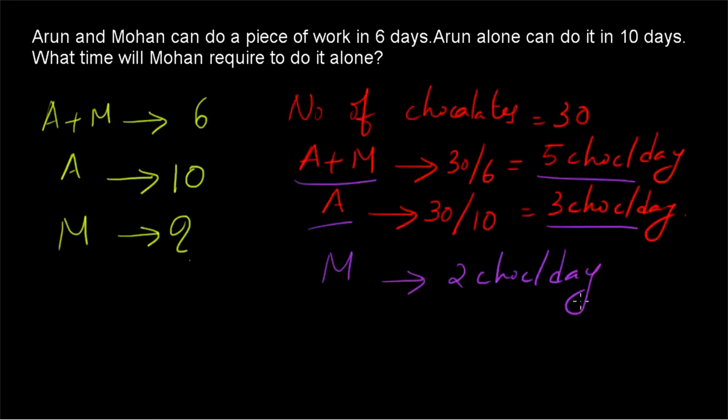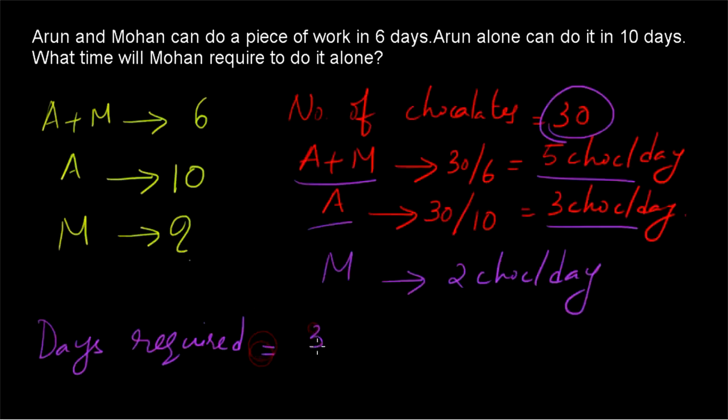So he is having 2 chocolates per day and the number of chocolates is equal to 30. So the number of days required for Mohan to finish the work will be given as 30 divided by 2. Total number of chocolates is 30 and Mohan is having 2 chocolates per day. So the total number of days required will be 30 by 2 is equal to 15 days.